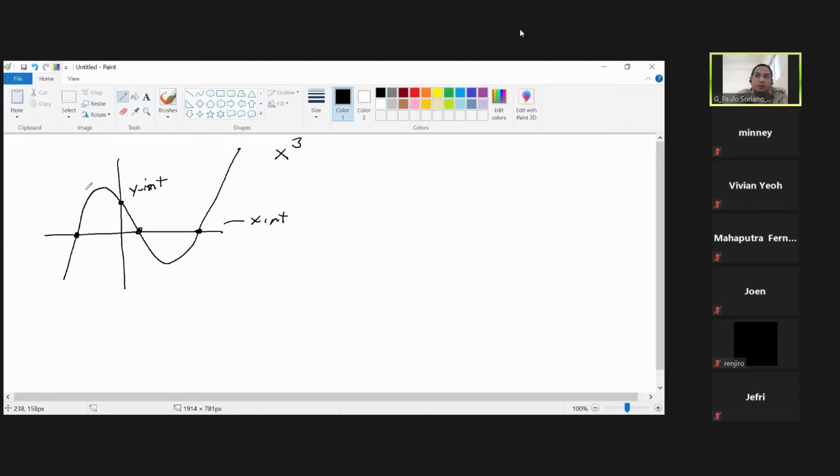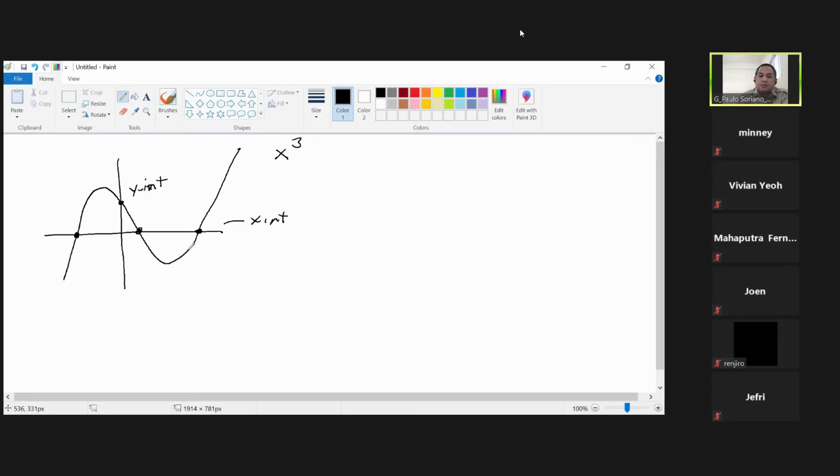So the problem there is, what if you do not have a graph? How will you know if it is an increasing function at this point or a decreasing function at this particular point or interval?